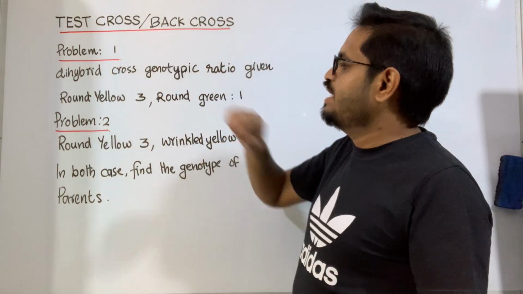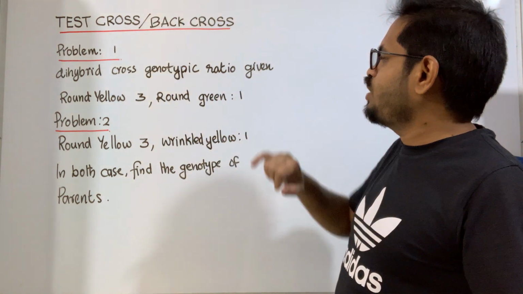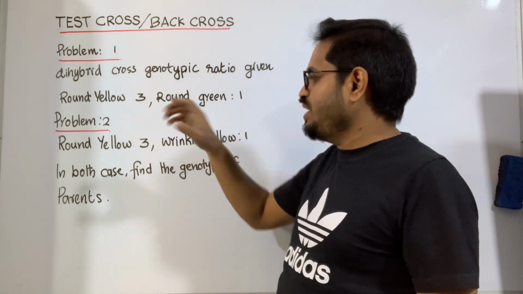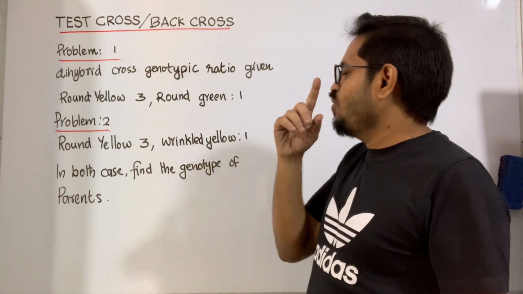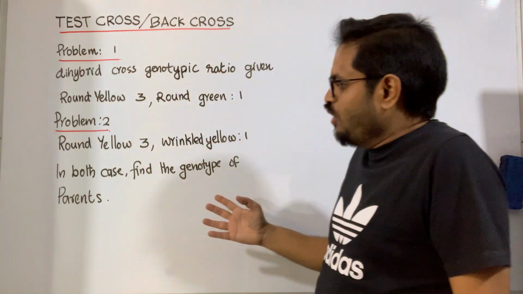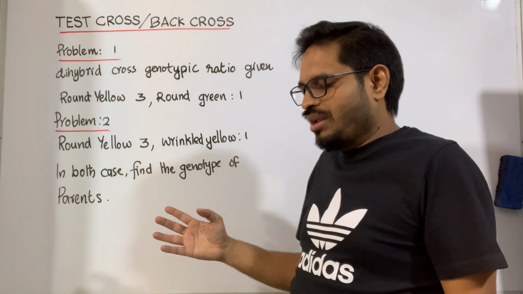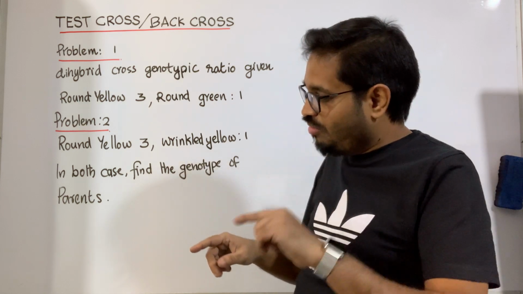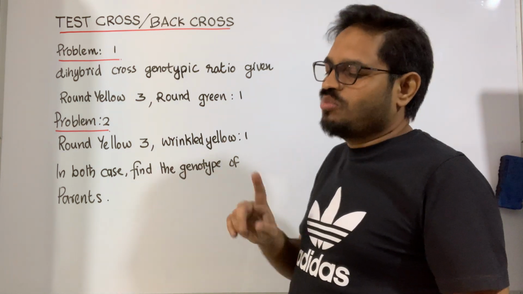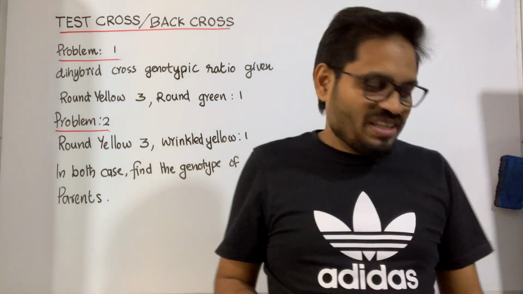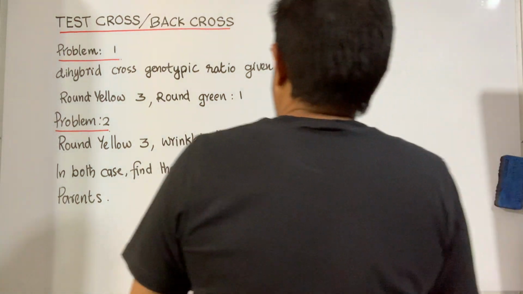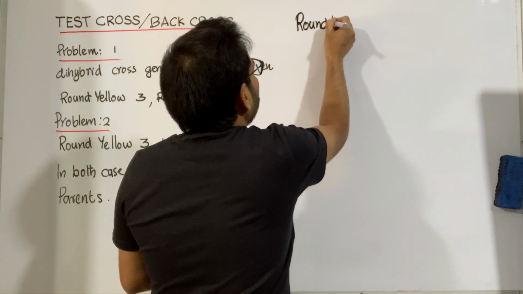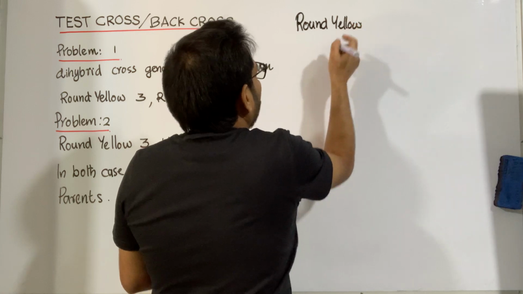What is it? In a dihybrid cross, the phenotypic ratio is given as round yellow 3 offspring, round green 1 offspring. Round yellow can be capital R, capital R, capital Y, capital Y, or capital R, capital R, capital Y, small y, or capital R, capital Y, small y. Am I right? So it can be any of these three. I repeat, what are they? The concept of round yellow could be any of these three.